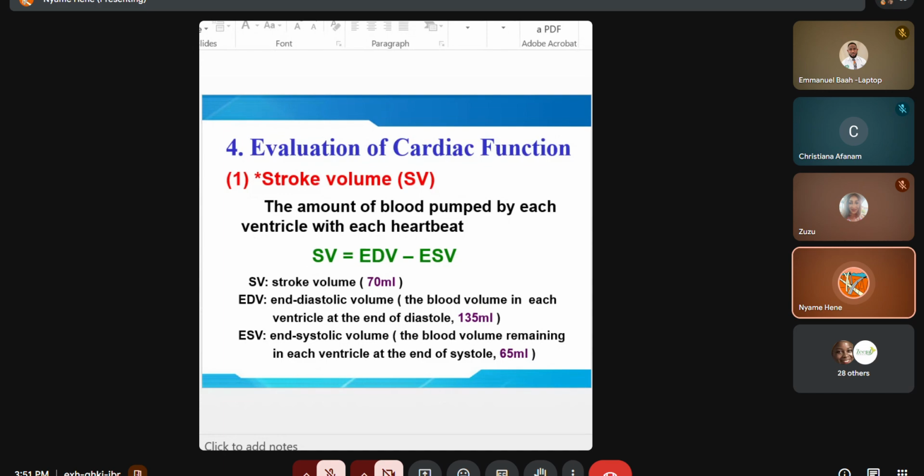Now, when you press it, you realize that some of the water will be displaced, right? So the water that gets displaced is the what? The remaining becomes the end systolic volume. Why is it end systolic volume? Because you have contracted it. So it's a systole. Now, the amount of water that went out of the bottle becomes your stroke volume.